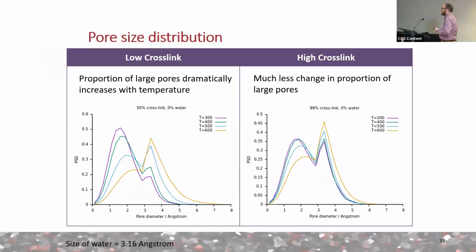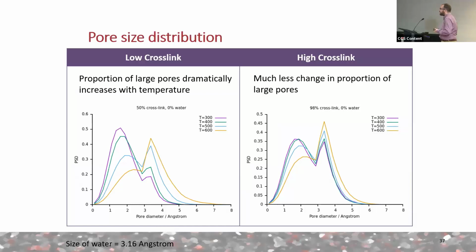So one of the main outputs is pore size distribution. So these show the pore diameter. So these are angstroms, so these are very small. So 10 angstroms is 1 nanometer, versus the probability of having a pore that size. For a low crosslink, 50% crosslink, or a high crosslink, so 98% crosslinked, which is the highest one we managed to achieve.